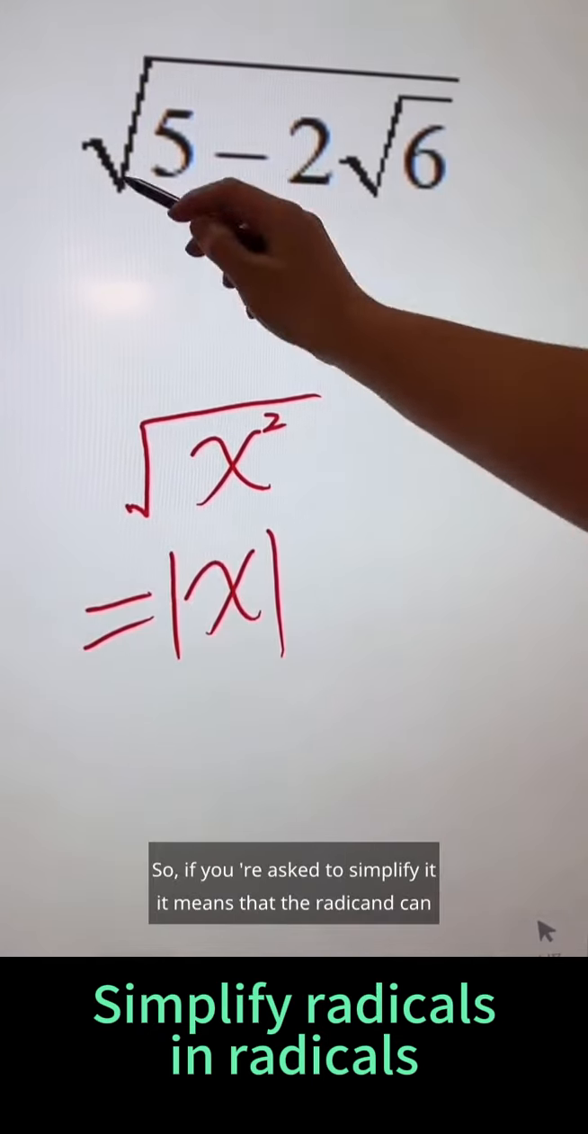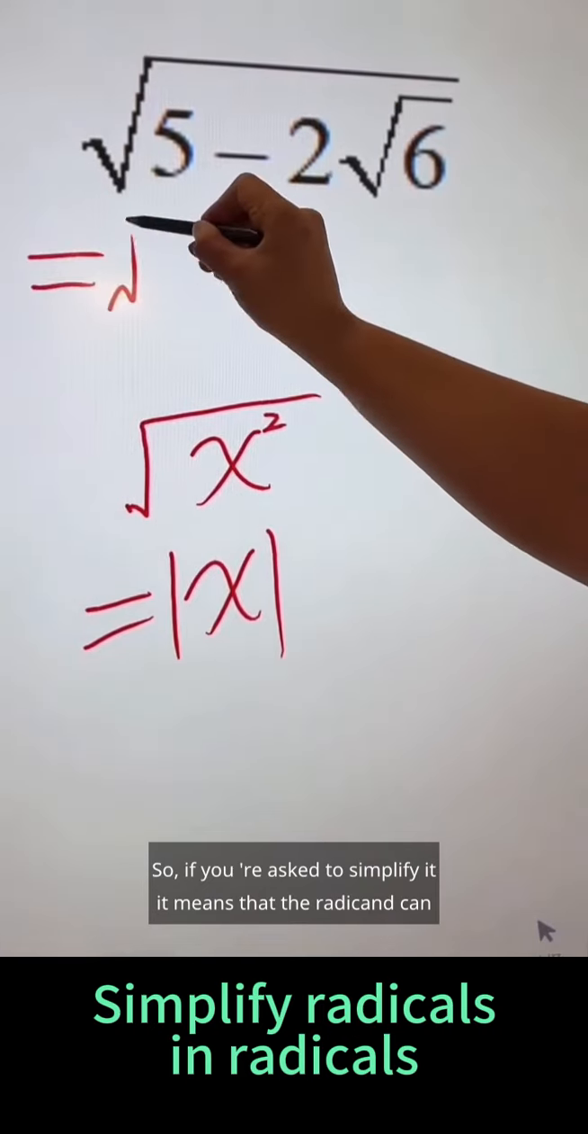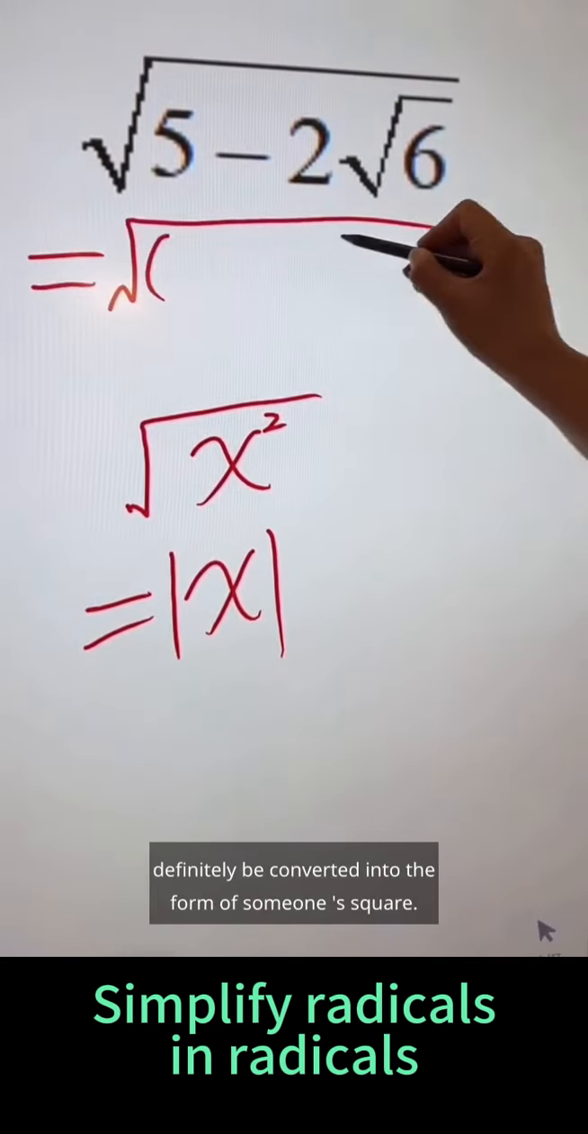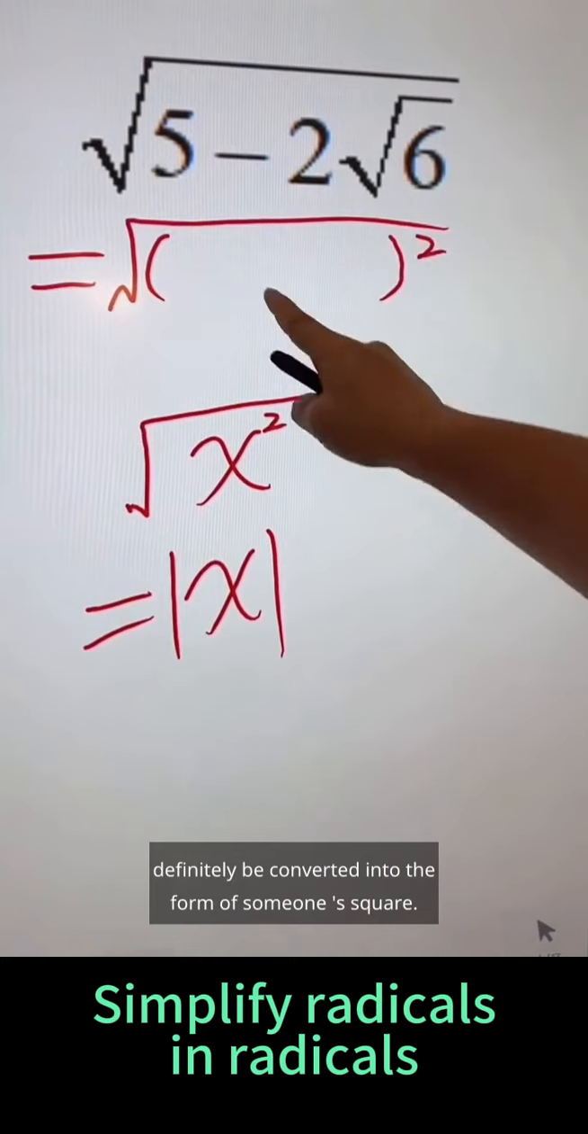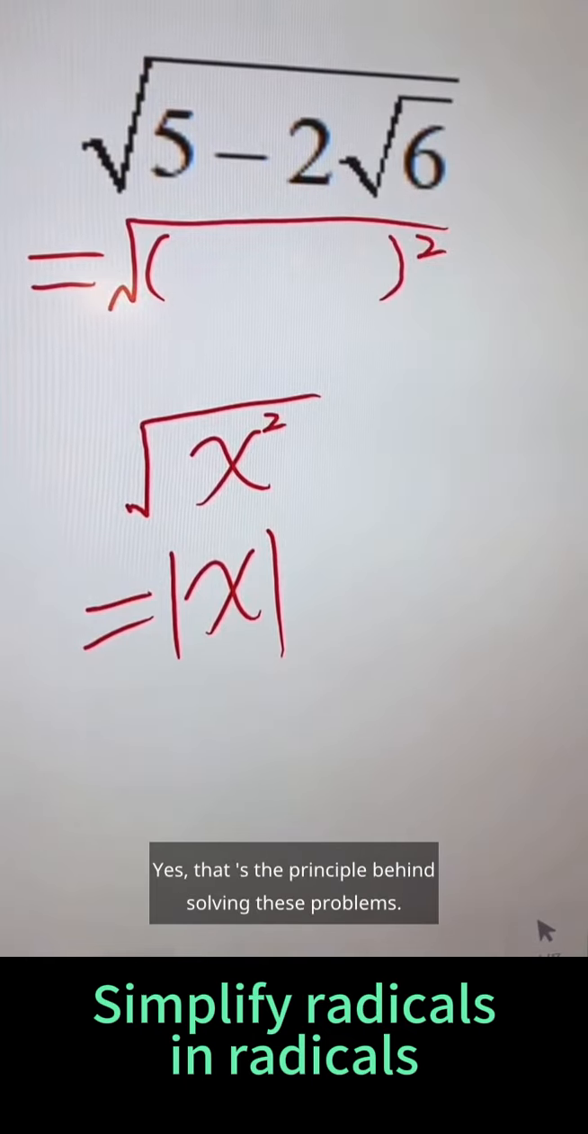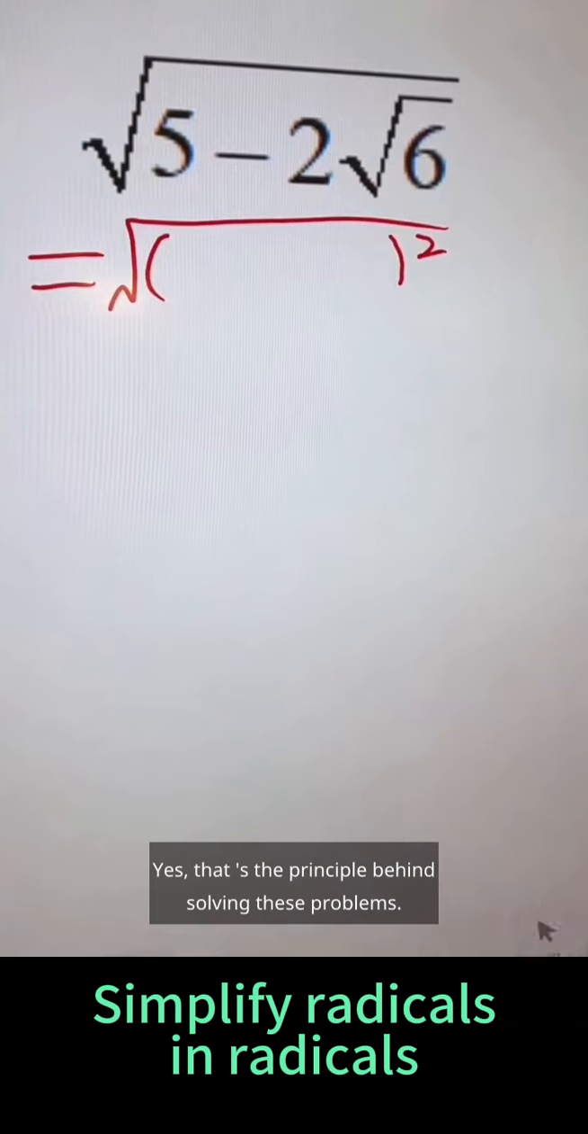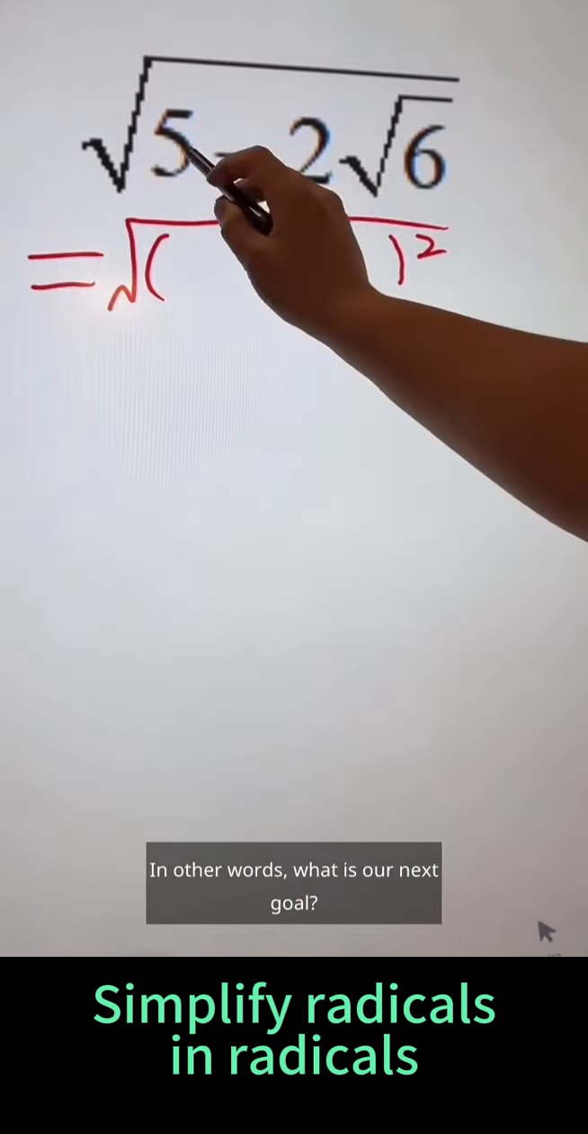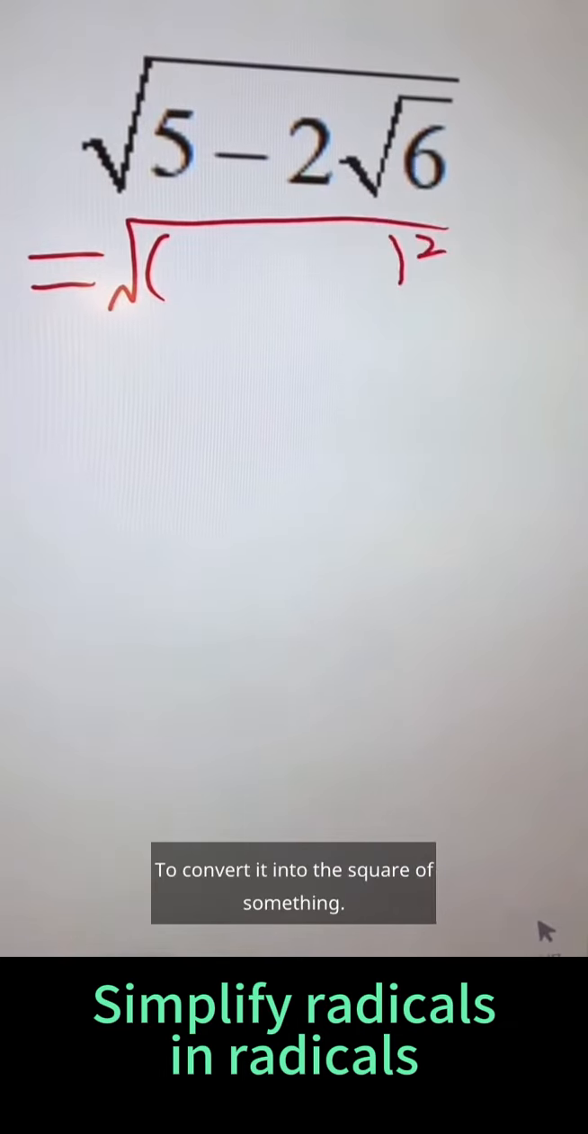So if you're asked to simplify it, it means that the radicand can definitely be converted into the form of someone's square. Understand? Yes, that's the principle behind solving these problems. In other words, what is our next goal? To convert it into the square of something.